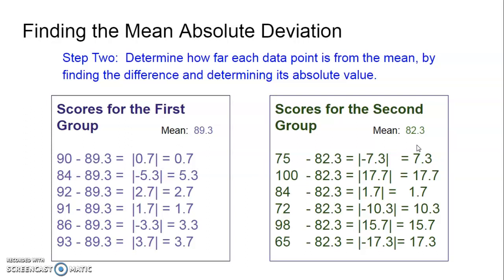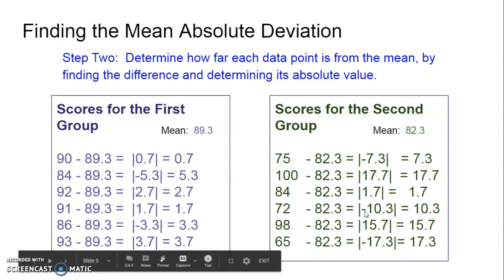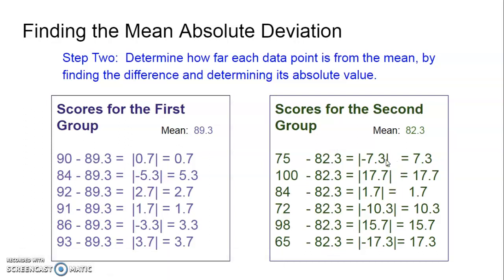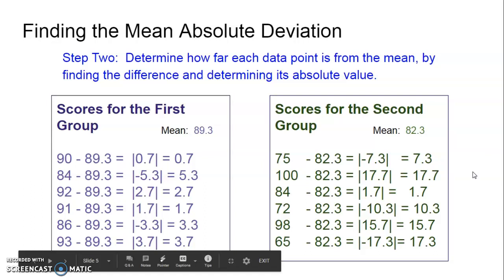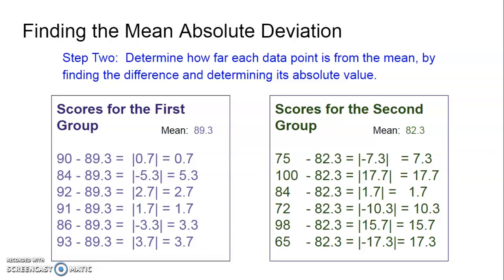Second group did the same thing, but this time I subtracted 82.3 because that was the mean for this group. Got my differences here. Note it's 3 and 7 again. Very interesting, isn't it? And then I found the absolute value of each. Okay, so that's the second step. And what that does is it tells me for each data point, in this situation, it's grades. It tells me how far each of them is away from the mean.